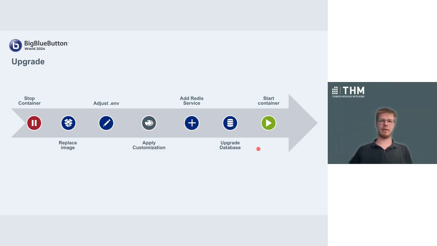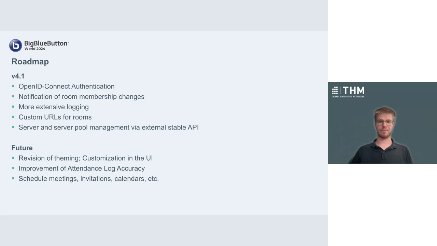Then you upgrade the database via a command line command, and then you can start, and then you're ready to go, and you have PILOS 4 installed. What's on the roadmap? What is to come?